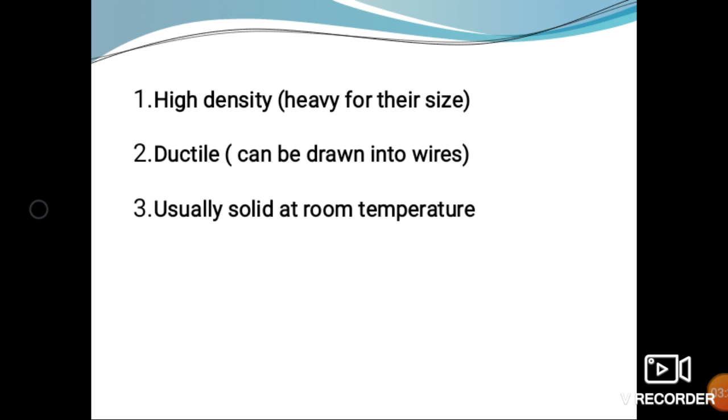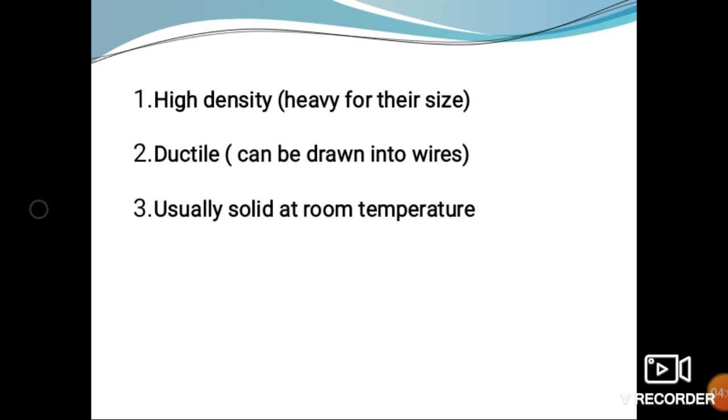And ductile. They can be drawn into wires. Ductile means they can be drawn into wires. That means even if the material is a ball or a rod, you can make it into wire. That is called ductile. So all metals are ductile and usually solid at room temperature.